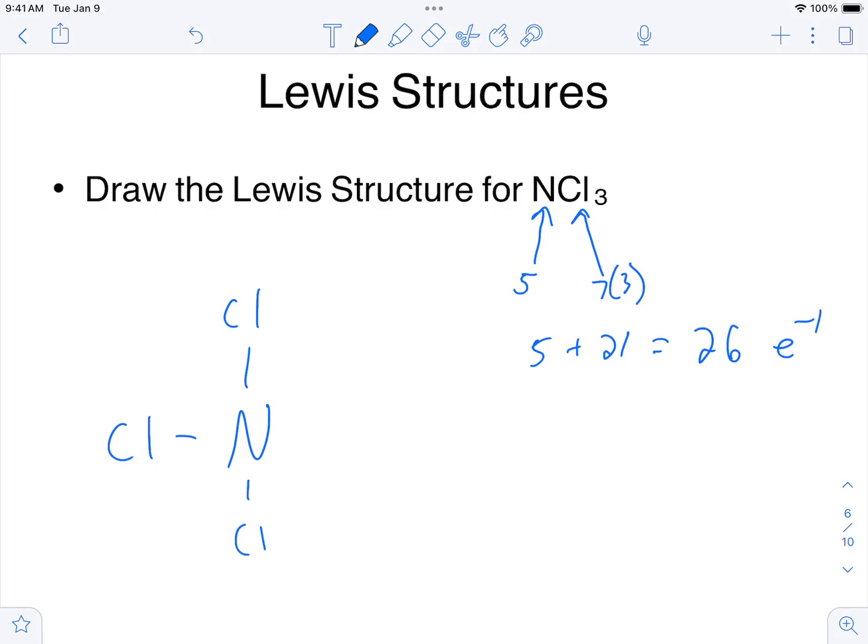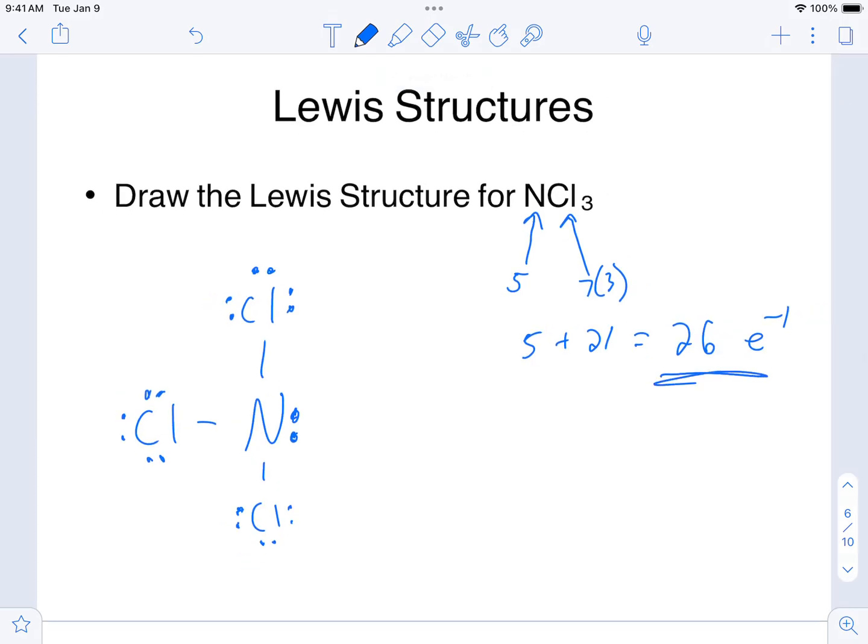Rule number 3 says to add dots to everything so they have 8. So this chlorine would need 6. This chlorine would need 6. This chlorine would need 6. And that nitrogen would just need 2 because it already has 6 electrons, 3 bonds times 2. Now let's count them up. Let's see if we got our 26 here. 2, 4, 6, 8, 10, 12, 14, 16, 18, 20, 22, 24, 26. We do. And last step, step number 6, make sure everything has an octet. They all do have 8 electrons surrounding them.